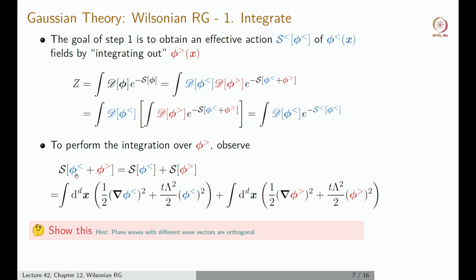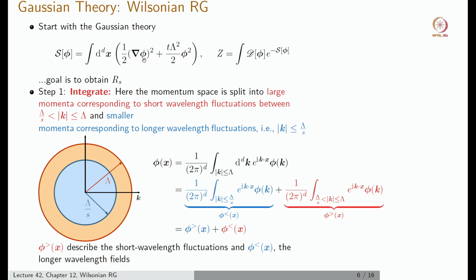That means that the original theory had phi here, phi here and phi here. So now if you take this phi, you have to write it as phi less than plus phi greater than. If you simply expand, you will see that there are cross terms. For example, phi squared will have phi less than dot phi greater than, 2 times, there is a number like that.